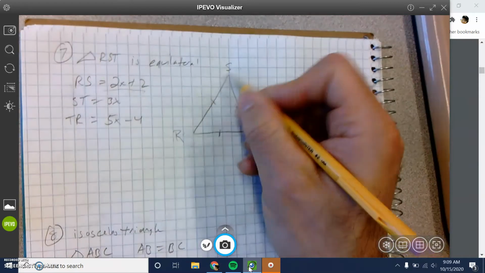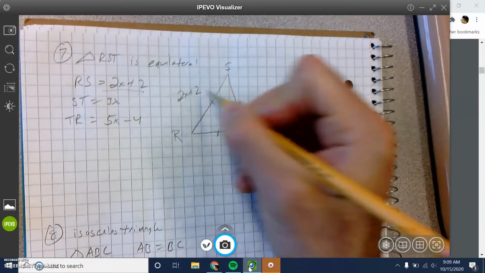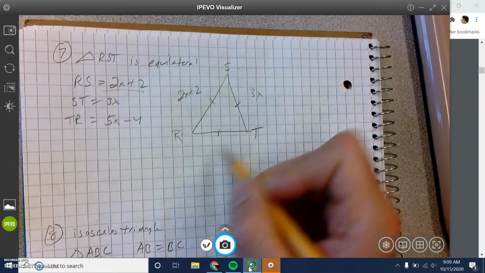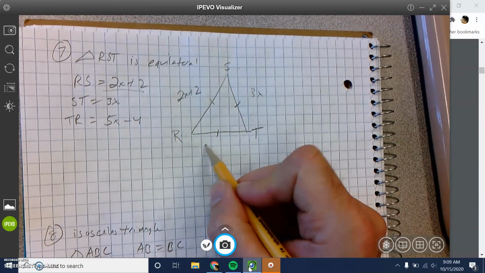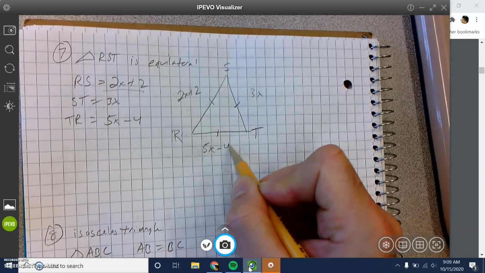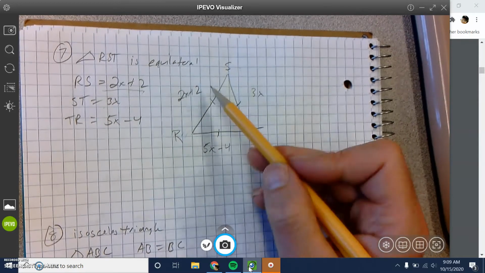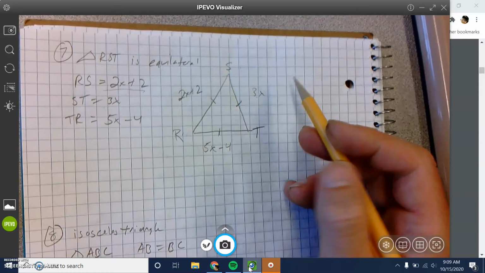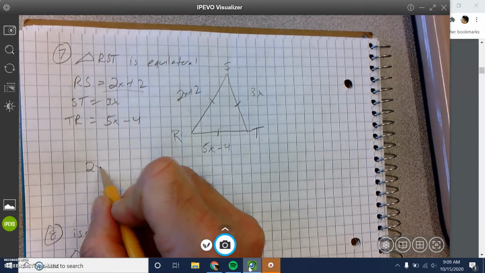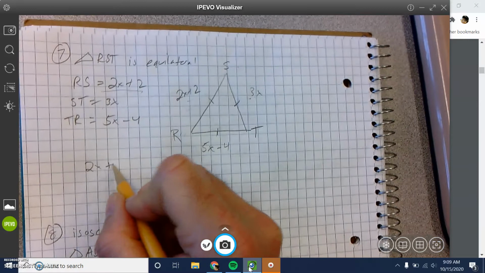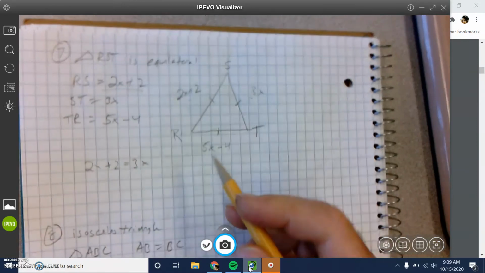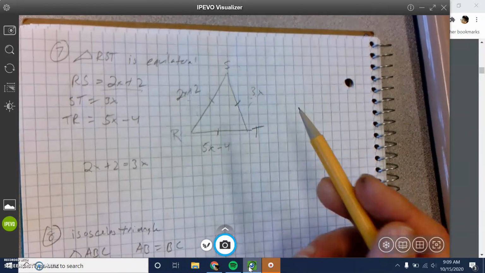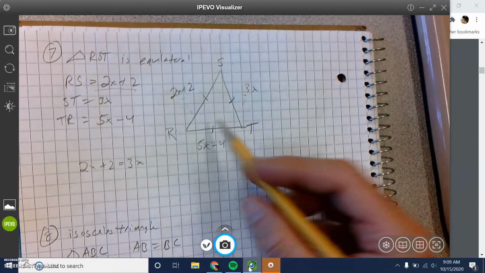So RS, this side, is 2x plus 2. Got to have a picture. ST is 3x. I copied this down from the problem. And then TR is 5x minus 4. Okay, so I need to find the length of all the sides. So if they're congruent, that means I can set up an equation. So that means this side equals this side, right? What about this? Is this side equal this side? Yeah, I could do that, or this side equal this side. So it doesn't matter what two I pick. I should get the same answer.